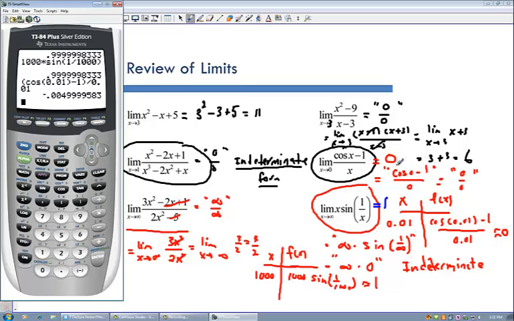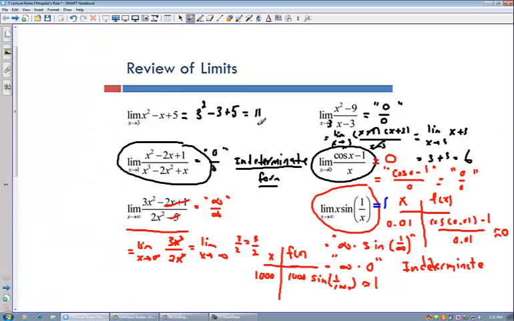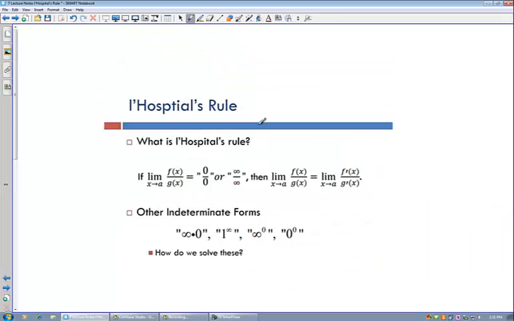All right, let's get away from this page and take a look at the next page here. And we want to talk about L'Hopital's rule. So what is L'Hopital's rule? The idea, it's given to you right down here, is that if you take a limit of f of x divided by g of x and get 0 over 0 or infinity over infinity, then to find this limit, all you need to do is take the limit as x goes to a of the derivative of f divided by the derivative of g. So it's the same thing.